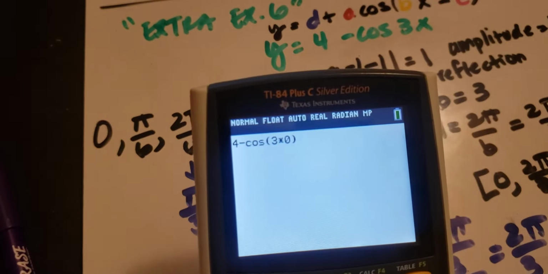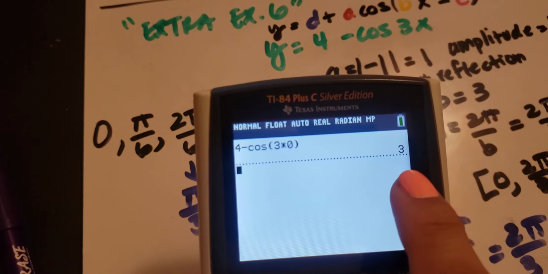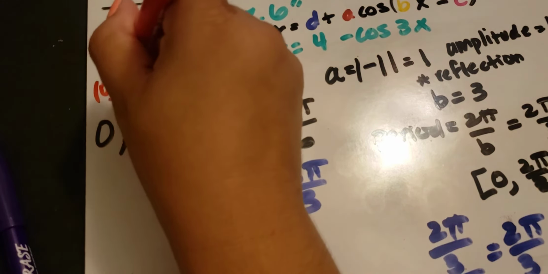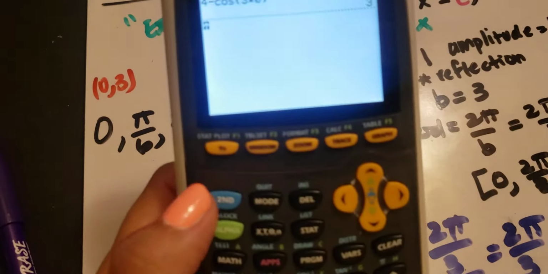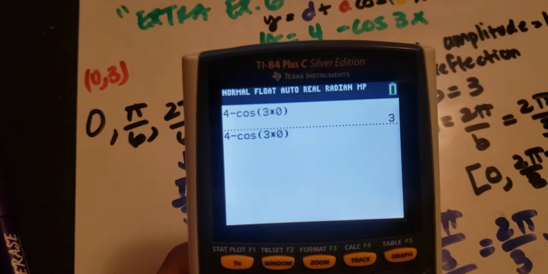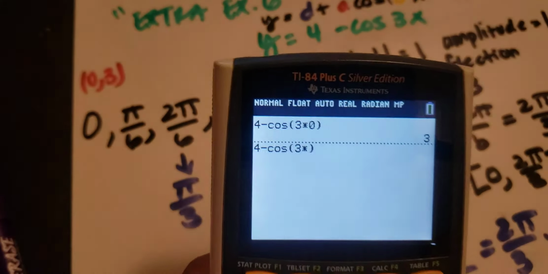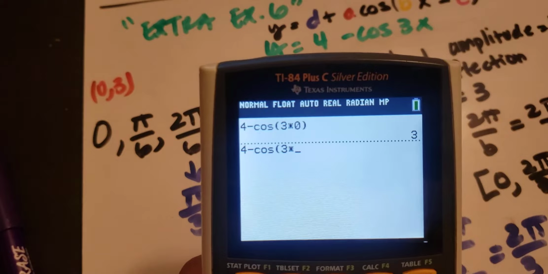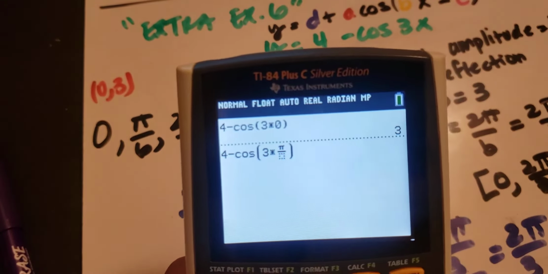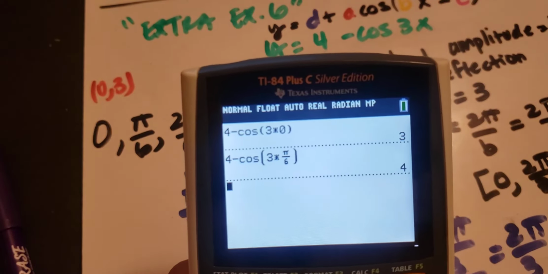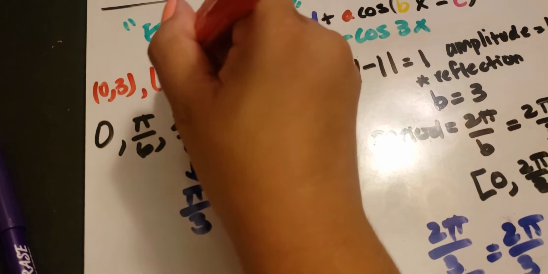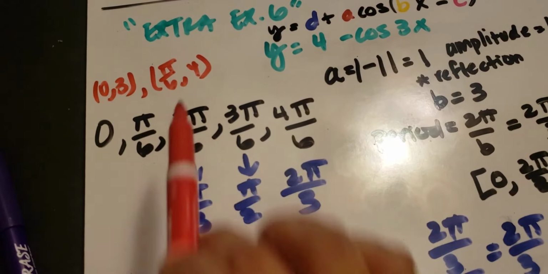So for the first one, it's going to be 0. So my first point is going to be 0, 3. So this point will be graphed at 0, 3. Then I'm going to press second and enter, and it brings me the same equation, but now I'm going to change that 0, delete it, and replace it with pi over 6. That'll give me 4. So my next point, pi over 6, is going to be graphed at 4.